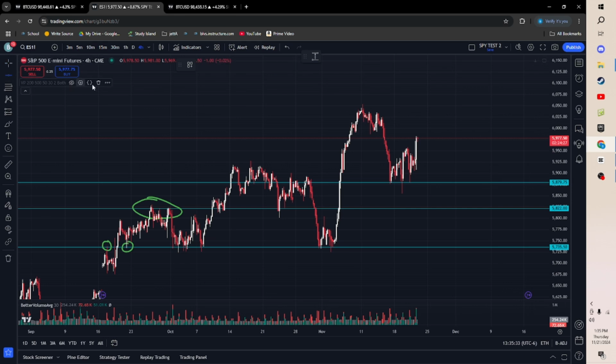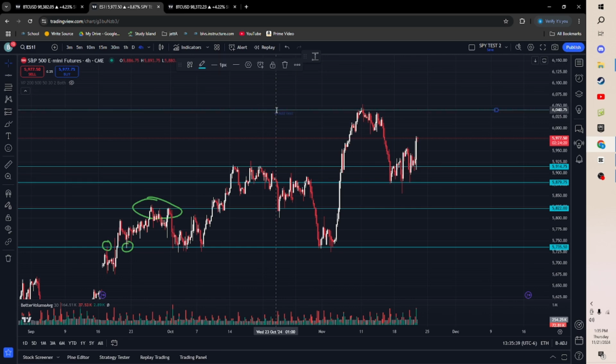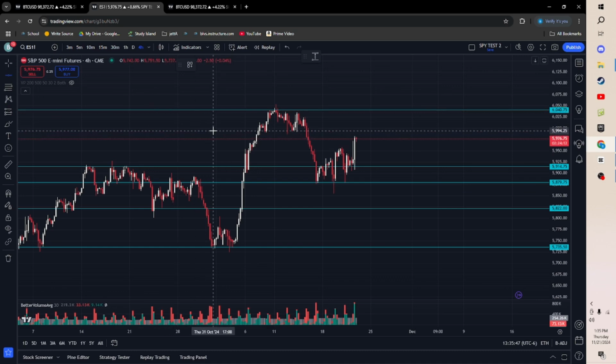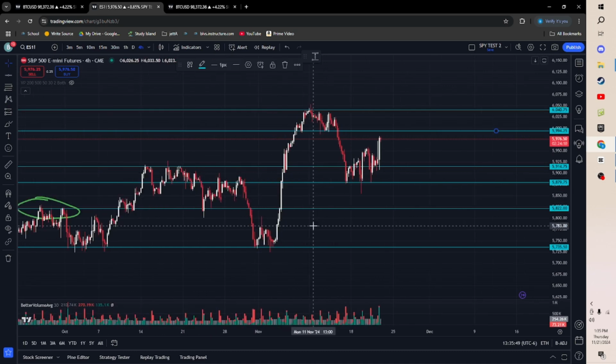Okay, I'm going to keep marking levels. There, there, there. I'm going to mark one more right about there. Okay. So these are all 4 hour levels.